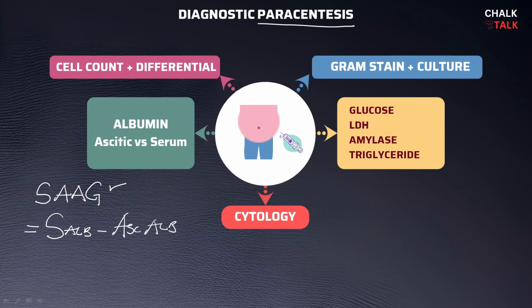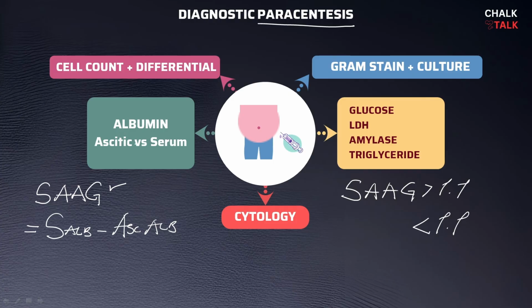This ratio helps us determine where the problem lies. So, for example, if serum ascites albumin gradient is greater than 1.1, this is a portal hypertension related case. There is high pressure pushing fluid out of vessels. And if this is less than 1.1, these are non-portal hypertension causes. So think of serum ascites albumin gradient as a pressure meter. High pressure means pressure-driven fluid.